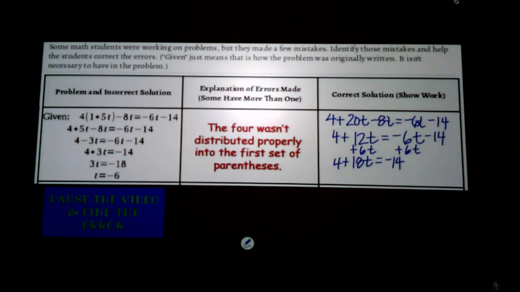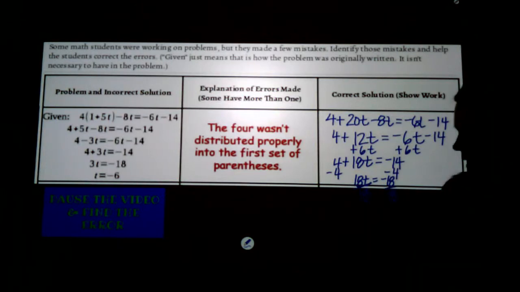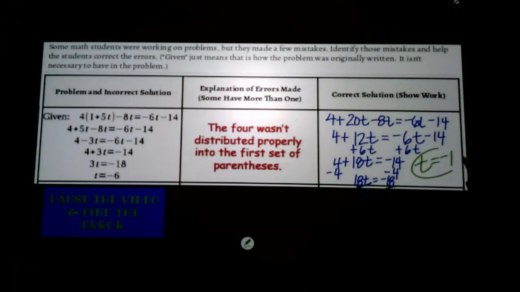Watch out for that negative, or else you could be a part of the next error analysis. We're going to subtract 4. So 18t equals negative 18. And I'm going to end up dividing by 18. I don't know if you can see that, but it's there. Try changing colors. You see that now? Maybe, maybe not. But then t equals negative 1. So definitely a different answer.